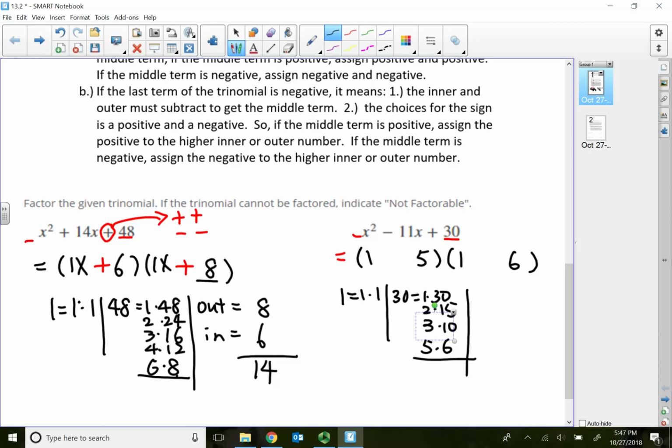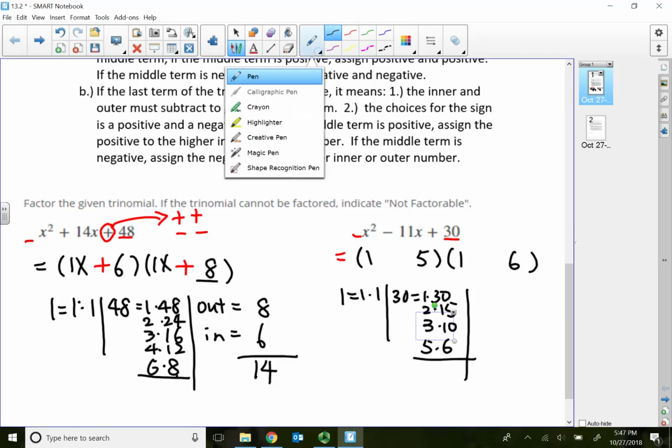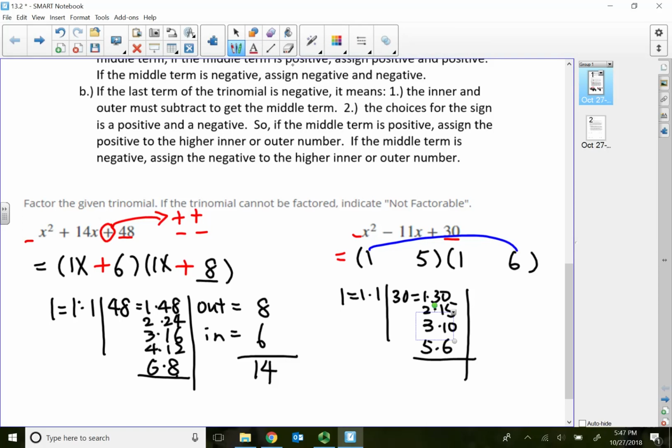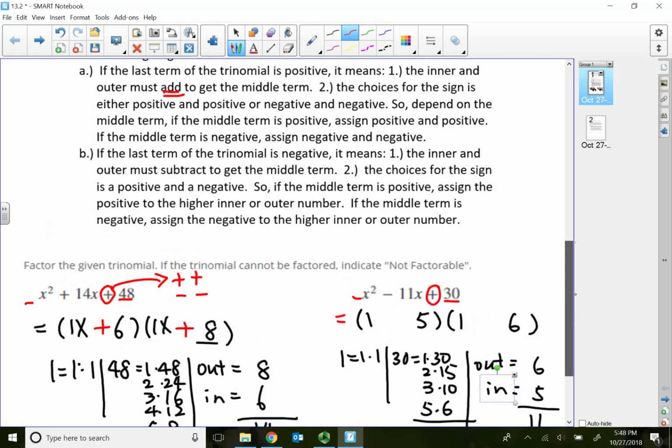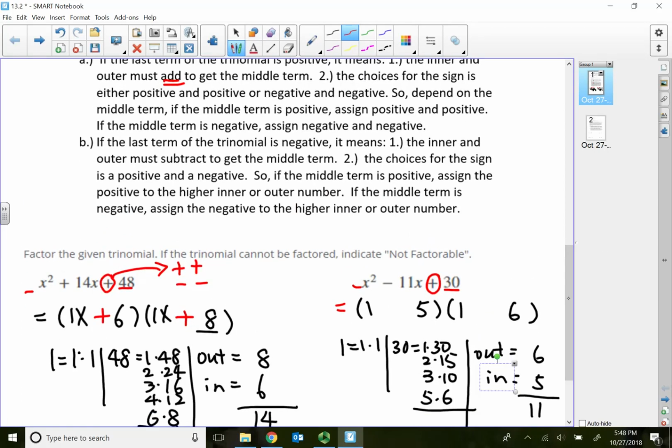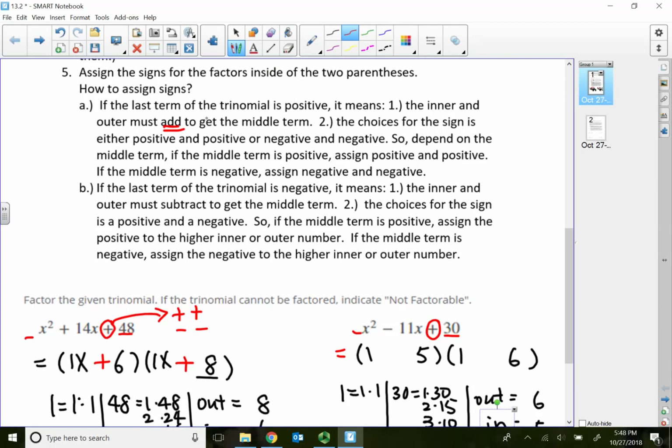All right, step number 4. Let's make sure my inner and outer combined can give me my middle term. So right now my outer 1 times 6 is 6. Inner 5 times 1 is 5. My outer is 6, my inner is 5. 6 and 5 combined can give me an 11 if I add. So the last sign tells me how I need to get to my middle term. So step number 5, if the last term of the trinomial is positive, the inner and outer must add, which is what I just demonstrated.